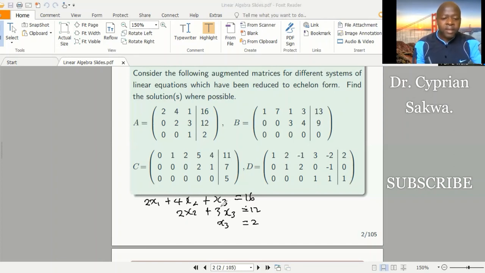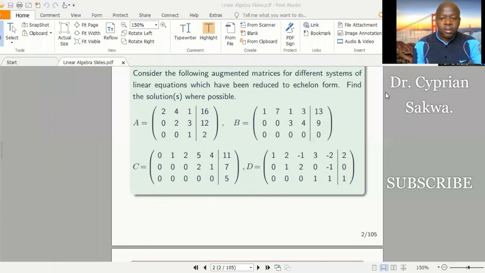So what is the nature of solution? I can see that this x3, I can get x3 to be 2. So that means I can solve this system going up. So once I have x3 as 2, I'll go to this equation here and find the value of x2. And then proceed to the first equation and find the value of x1. So in fact, this system has one solution because I can get just one value for x3, one value for x2, and one value for x1. So this system has one solution. It has a unique solution or one solution.